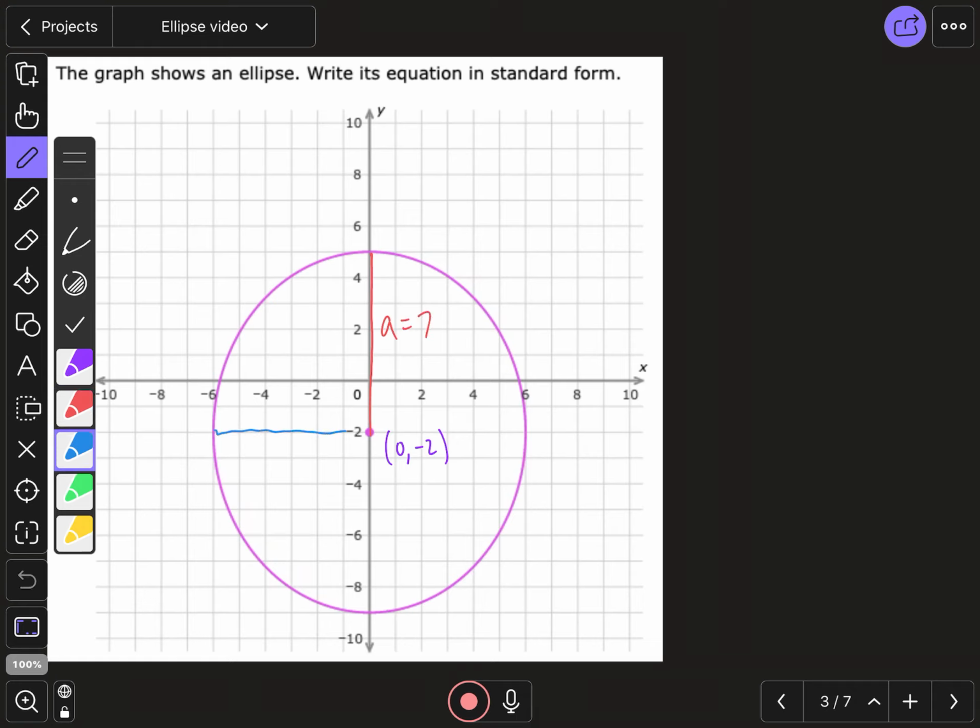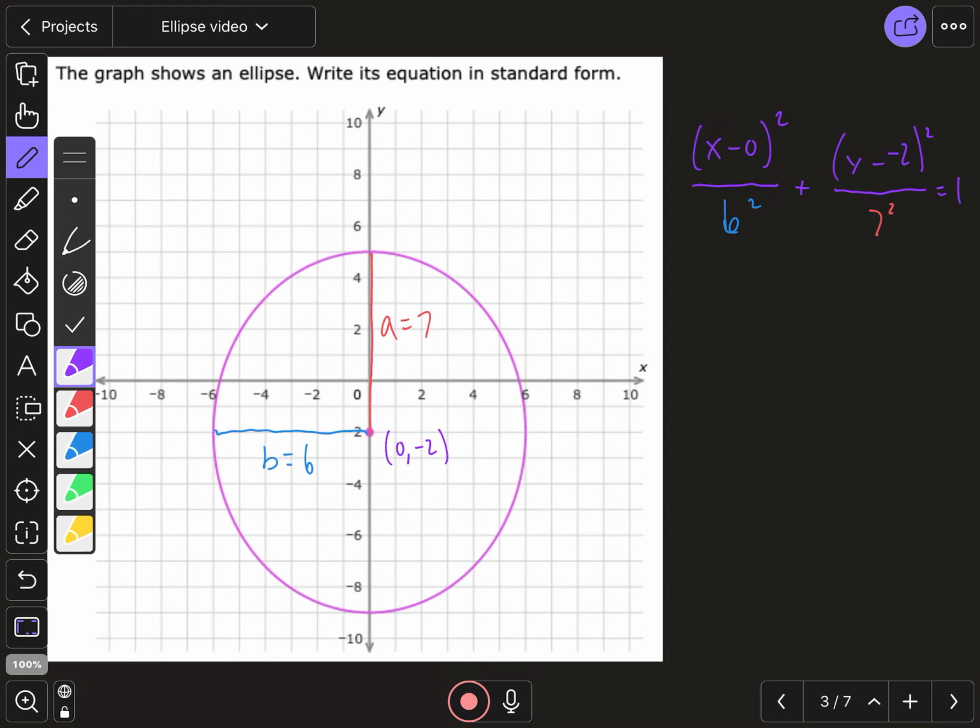So that would be my a value. Again, it doesn't really matter which one's a and b, just that you're writing them in the right place. This is 6. So there I have all the values I need. Again, I'm going to show you the long way to write it out, and then I'll show you the simplified version, and you guys want to be typing the simplified version. So x minus 0, since that's h, squared, and then over, since b is going in the horizontal direction, that's what goes under the x. And then plus y minus -2 squared. And then my a is going in the vertical direction, so I'm going to write that under the y, and that's always equal to 1.